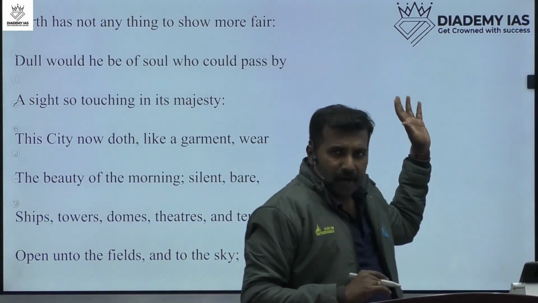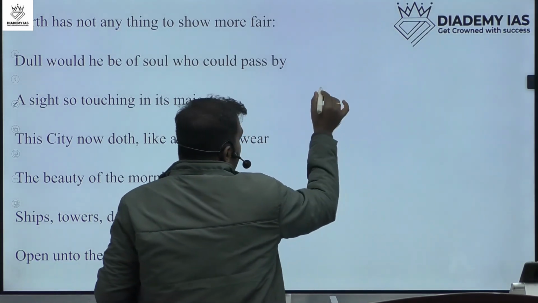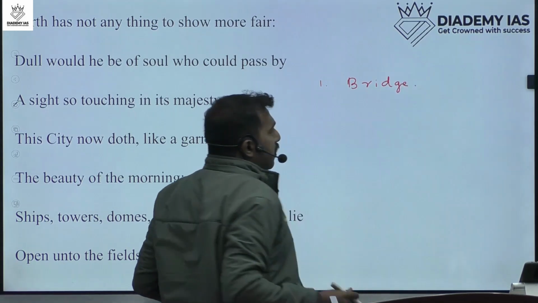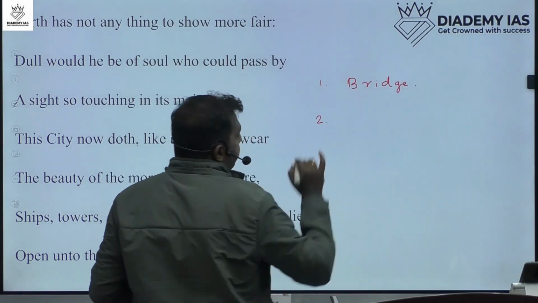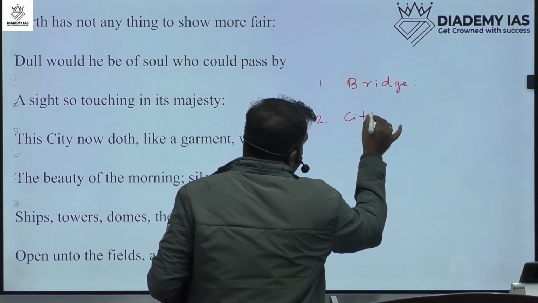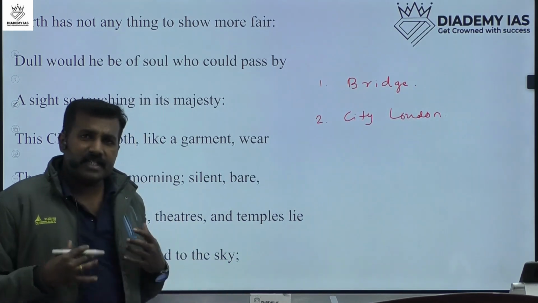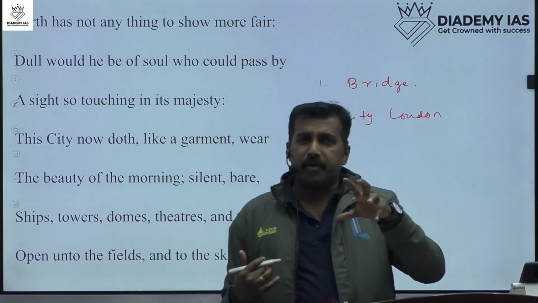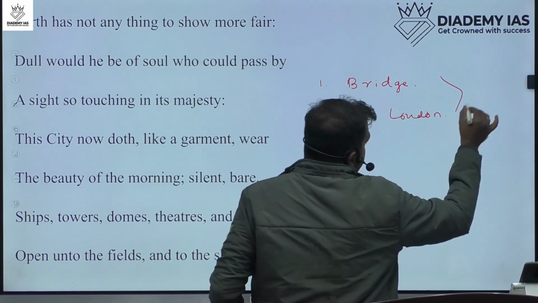When considering the Westminster Bridge poem, this poem explains the beauty of a bridge. That is the theme of this poem. And second, this poem explains about a city, the beauty of a city, London. In this poem William Wordsworth explains the beauty of London and the beauty of Westminster Bridge, England.